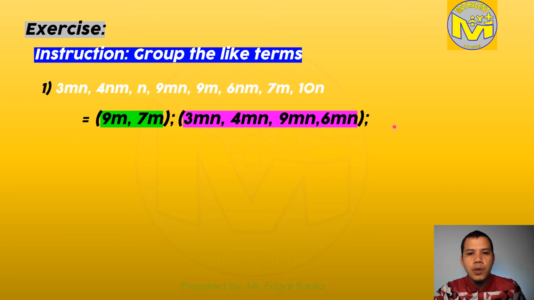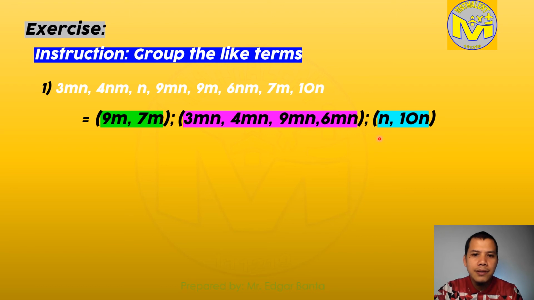The next group, or the third group, is the group N. We have 1N or N and 10N. Good? That is number 1. Next number.